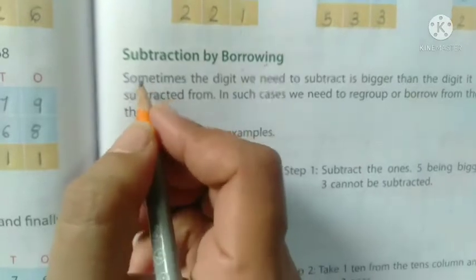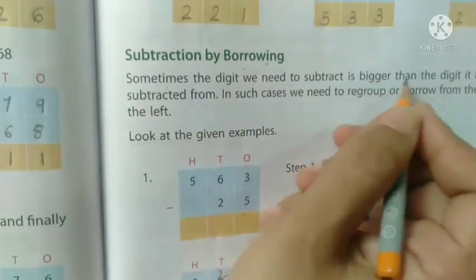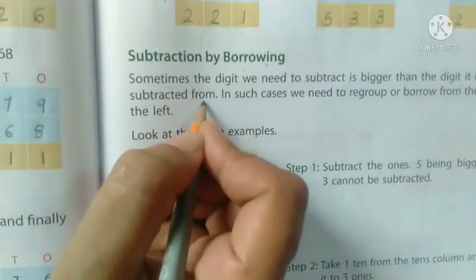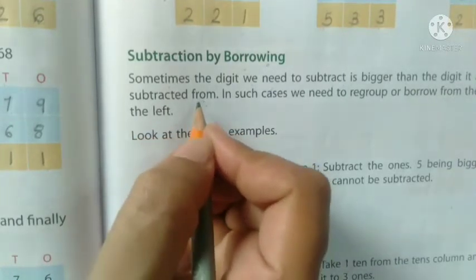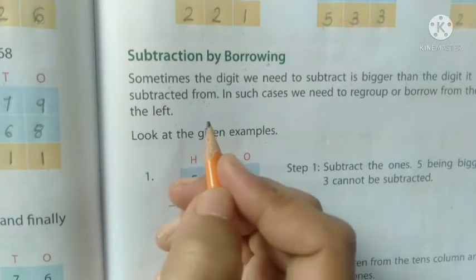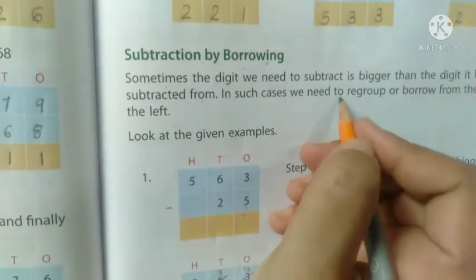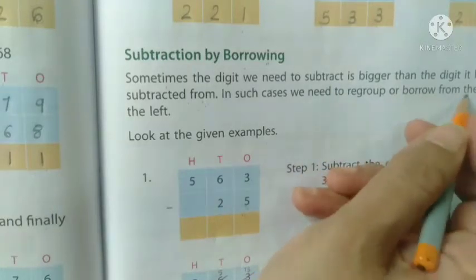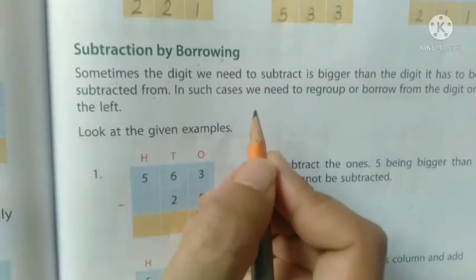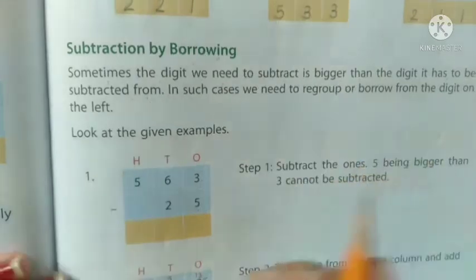Now pay attention here. Sometimes the digit we need to subtract is bigger than the digit it has to be subtracted from. Okay, so in such cases we need to regroup or borrow from the digit on the left.